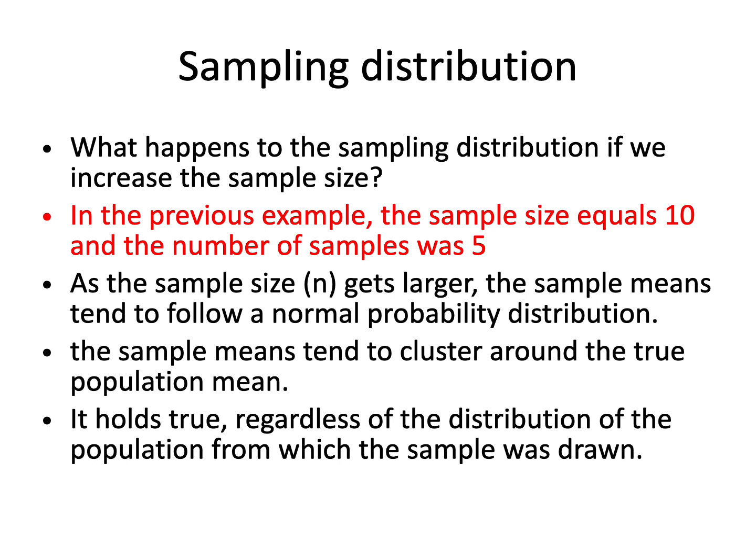In our previous example, the sample size was equal to 10 and the number of samples was 5. As the sample size n gets larger, the sample means tend to follow the normal probability distribution, and the sample mean tends to cluster around the true population mean. This holds true regardless of the distribution of the population from which the sample was drawn.